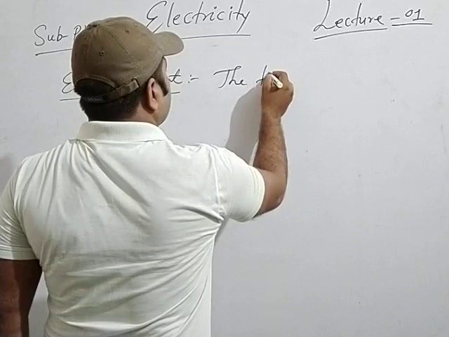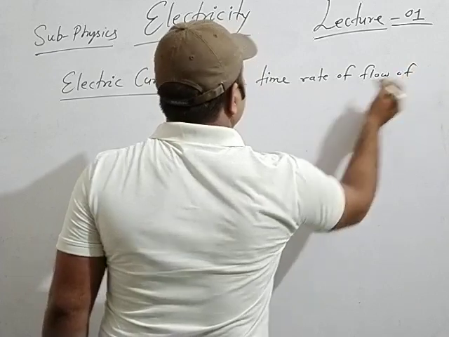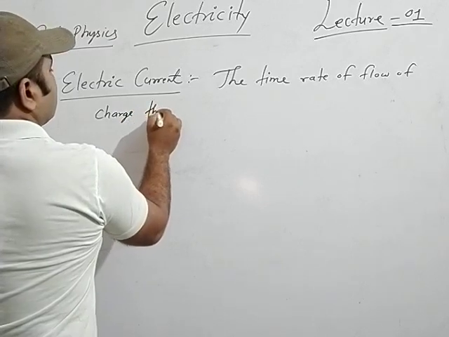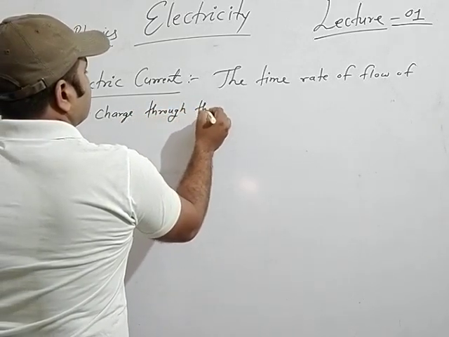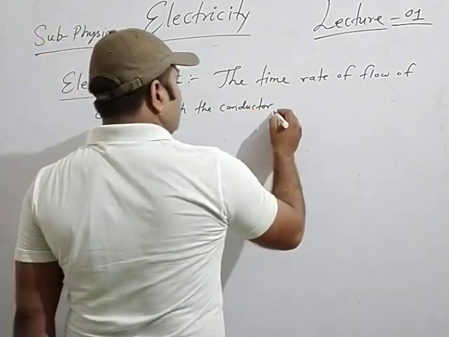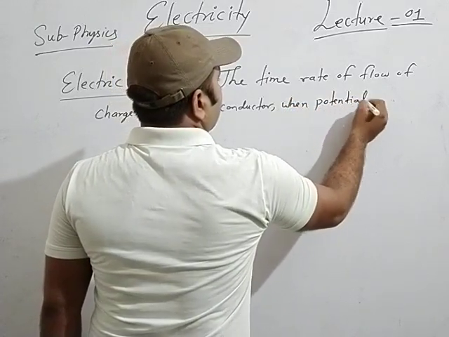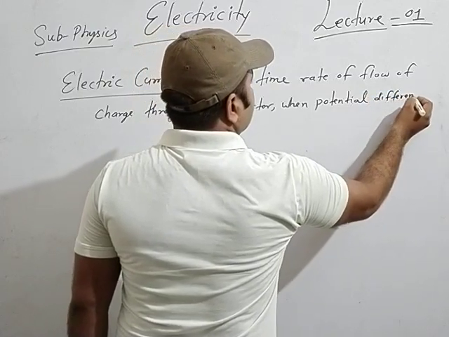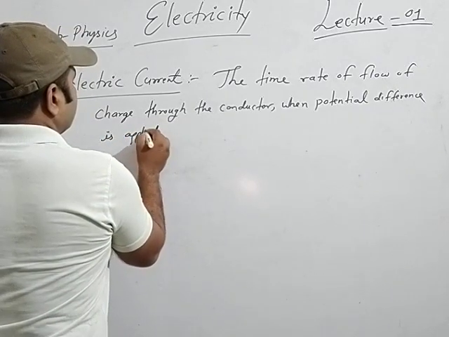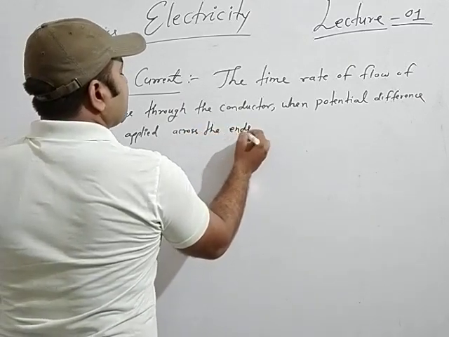The time rate of flow of charge through the conductor when potential difference is applied across the ends of the conductor.